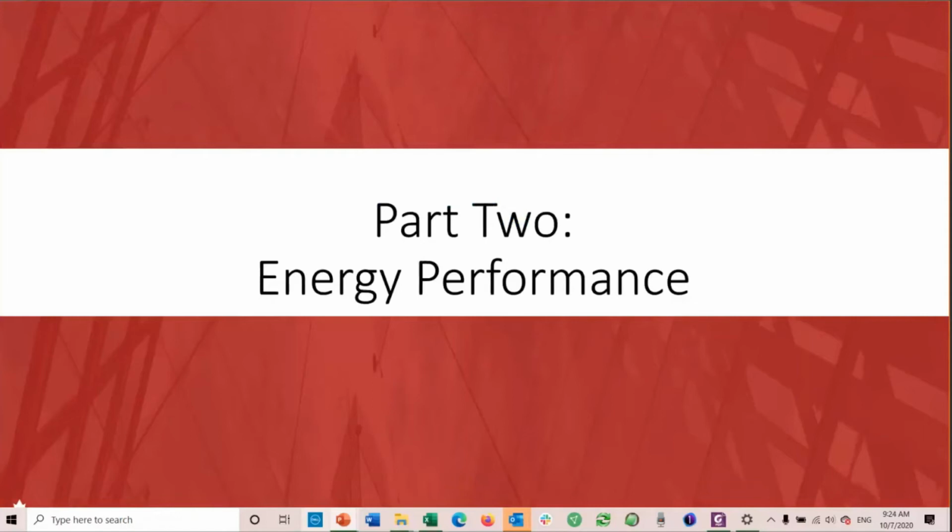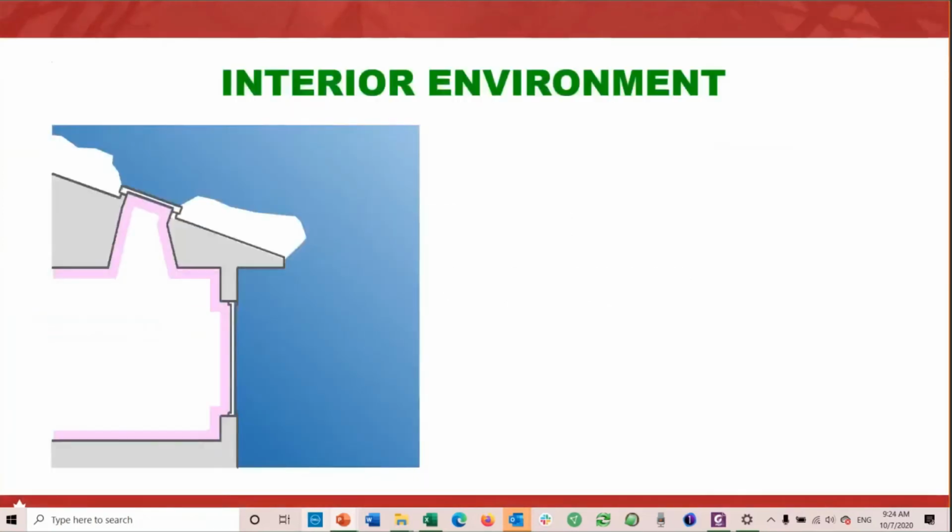So that ends that part of our presentation. We're now into a shorter part. We're going to talk about energy performance and energy performance labeling.